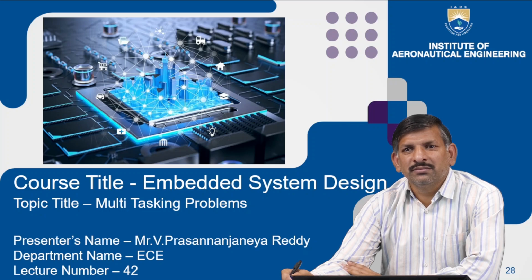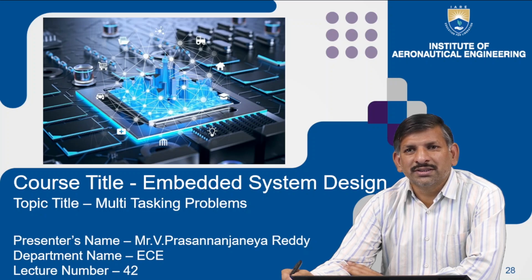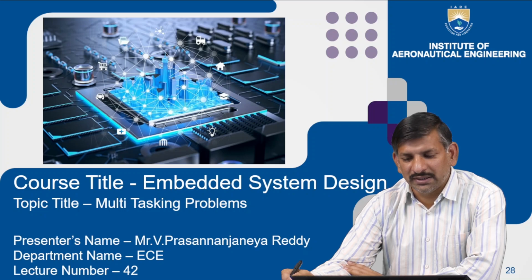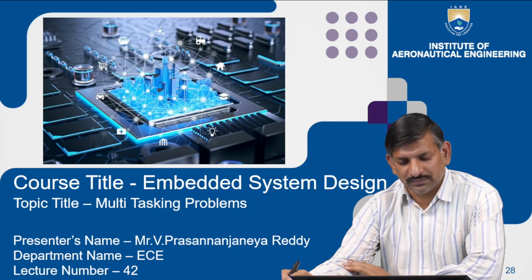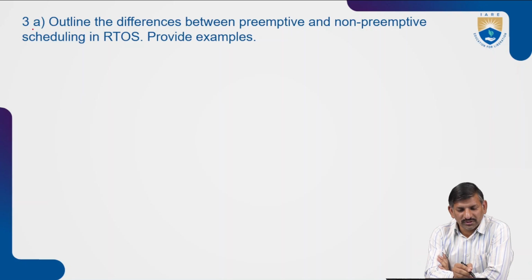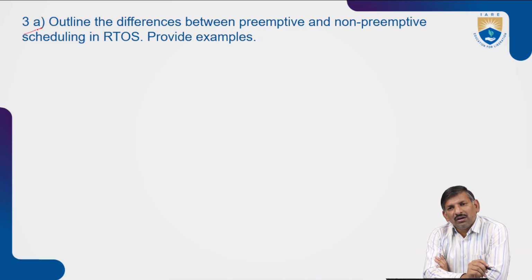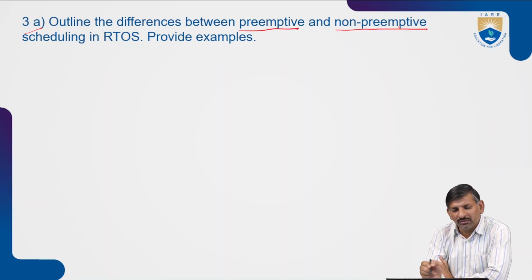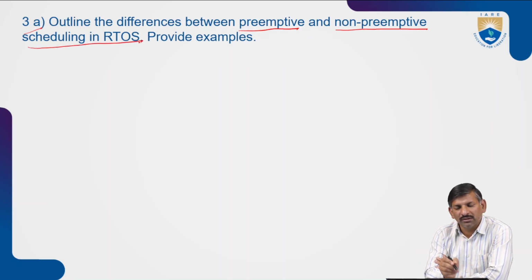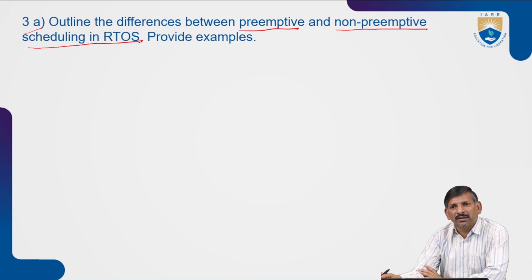In this session, we are going to discuss one of the previous questions that comes under multitasking problems. First, a third year question: Outline the differences between preemptive and non-preemptive scheduling algorithms in a real-time operating system.